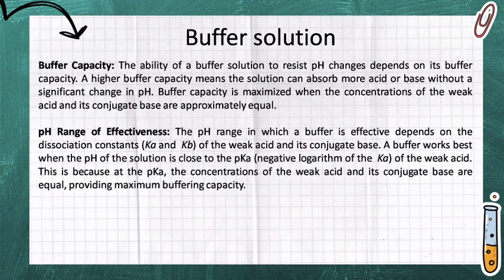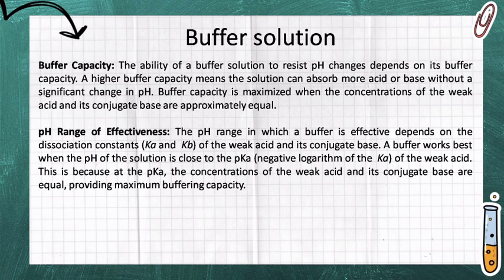C. Buffer capacity. The ability of a buffer solution to resist pH changes depends on its buffer capacity. A higher buffer capacity means the solution can absorb more acid or base without a significant change in pH. Buffer capacity is maximized when the concentrations of the weak acid and its conjugate base are approximately equal. D. pH range of effectiveness.